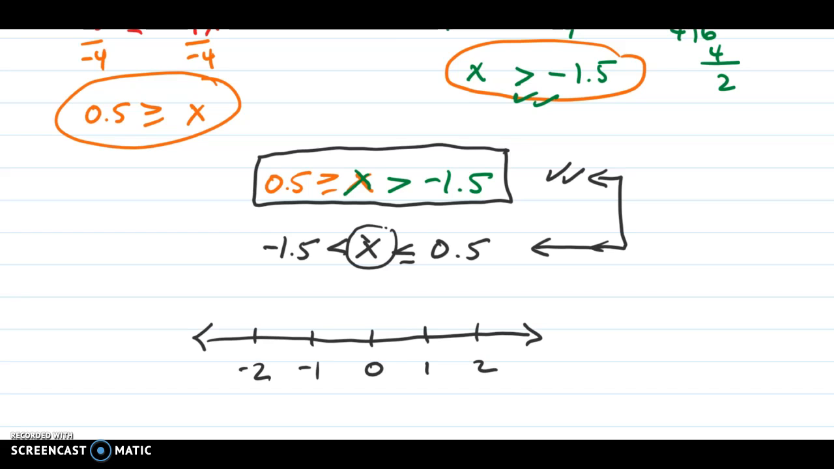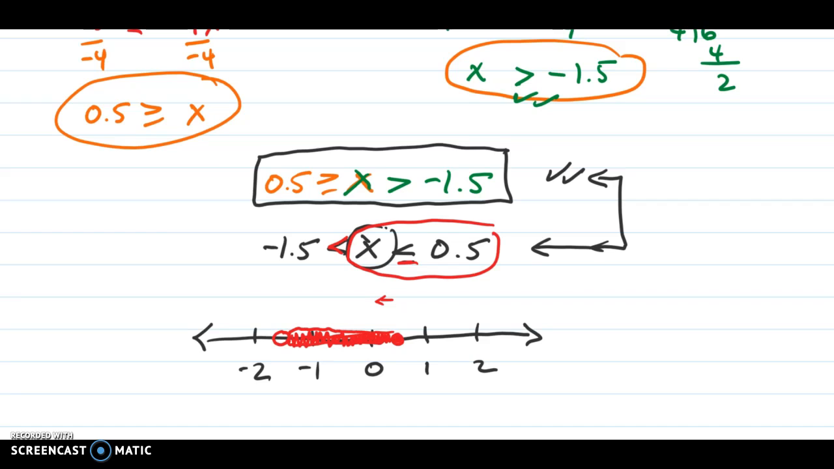So we want values that are, first of all, smaller than or equal to 0.5. So we're going to find where 0.5 is and fill it in because of the equal to. And we want values that are smaller than that. So that's going to be this way. We also want the values to be greater than negative 1.5. So we find where negative 1.5 is. And we need all these values to be greater than negative 1.5 while at the same time less than or equal to 0.5. And that's why everything that's in the middle is shaded.